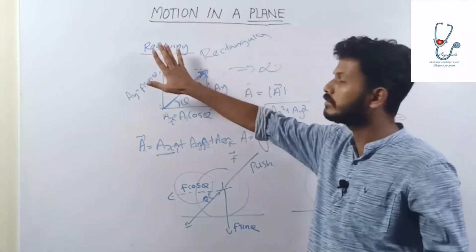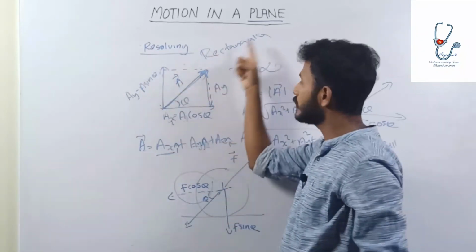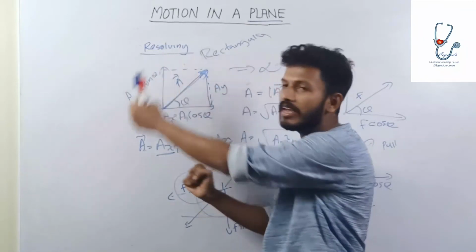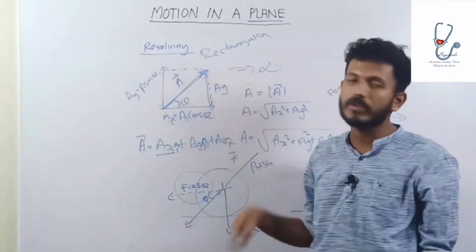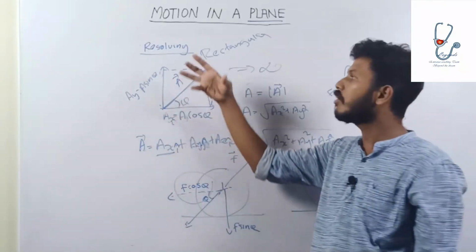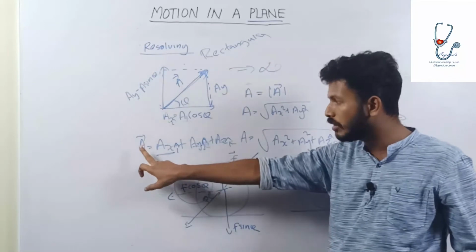This is called resolving. A vector can be resolved into two components in rectangular componentization. The process of splitting a vector is called resolving. From the concept of resolving, we have to find out the magnitude of a vector.